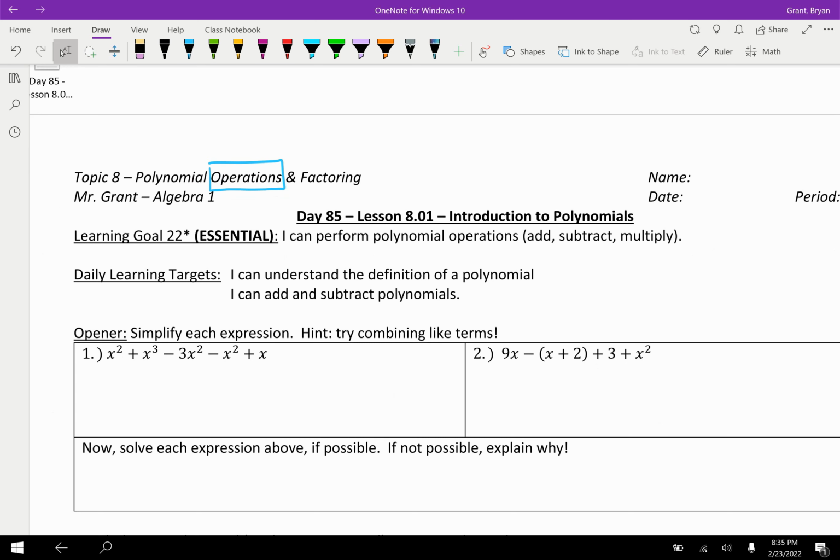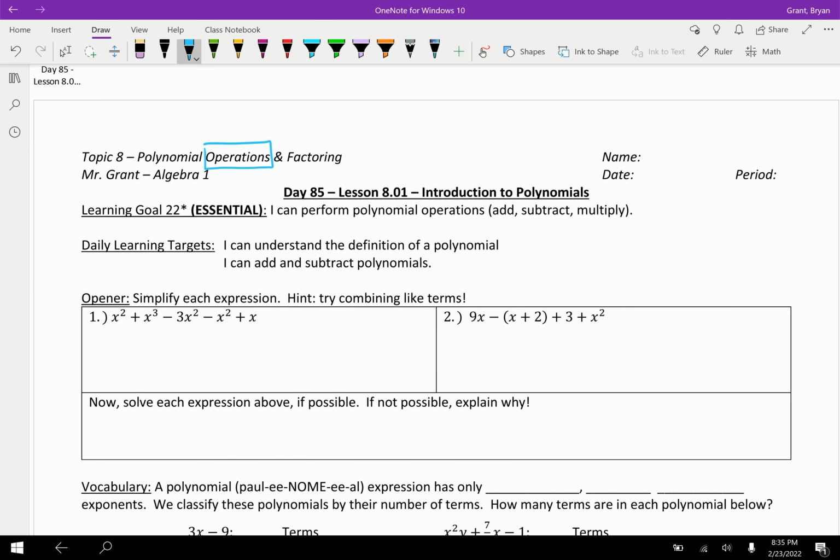divide polynomials. The first three, adding, subtracting, and multiplying, are really the first half of this unit, and I think that's the easier half. Then the second half of the unit is where we get into division, and our fancy way for division is to say factoring. That gets a little bit more challenging.